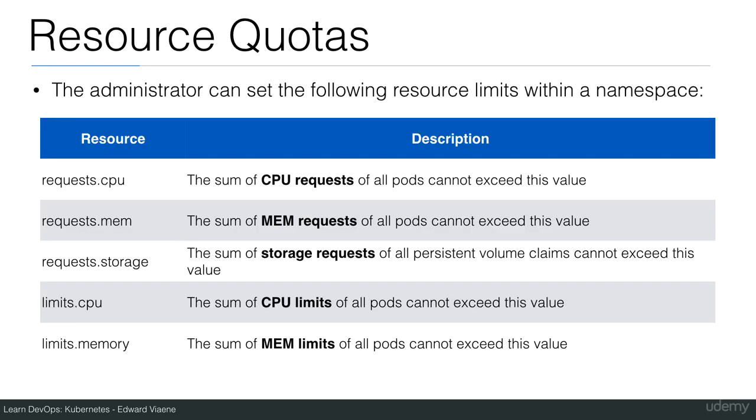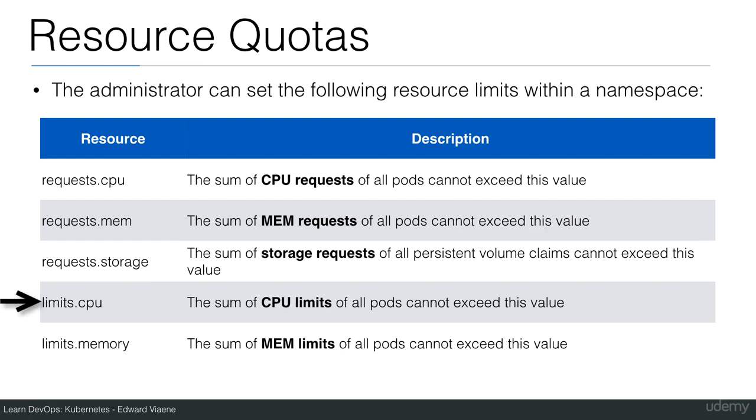The administrator can set the following resource limits within a namespace. You can set a request CPU. This means that the sum of CPU requests of all pods cannot exceed this value. So if you say CPU request is 1 core, then all pods together that are submitted cannot exceed this value. Same with memory. If you say 1 gigabyte max, then the sum of these memory requests cannot exceed this value. Same with the storage. This is about the volume claims. The volume claims cannot exceed this value.